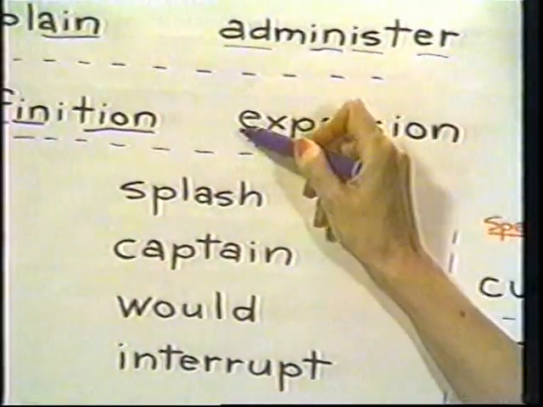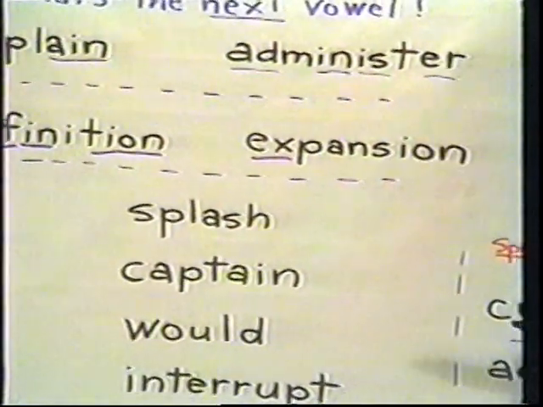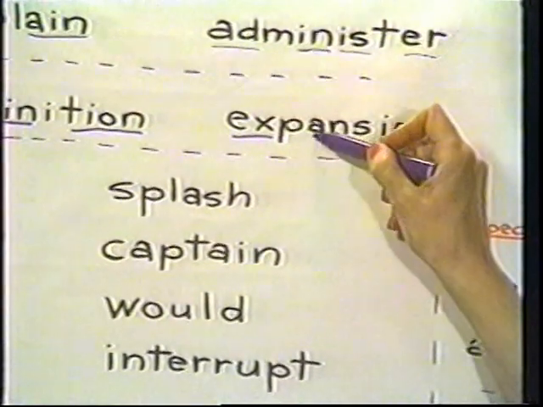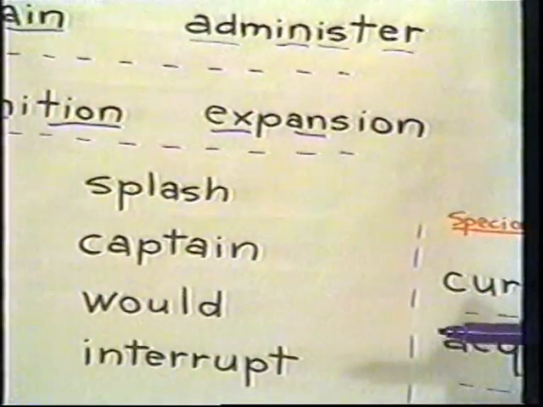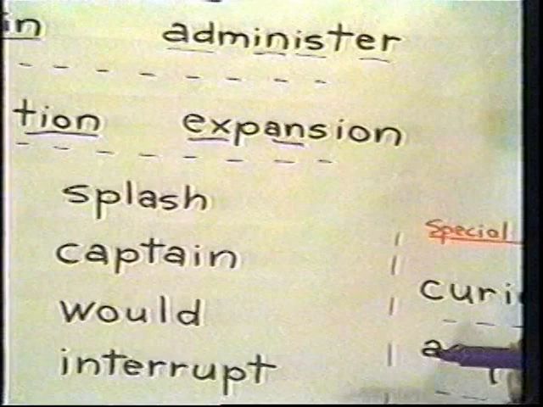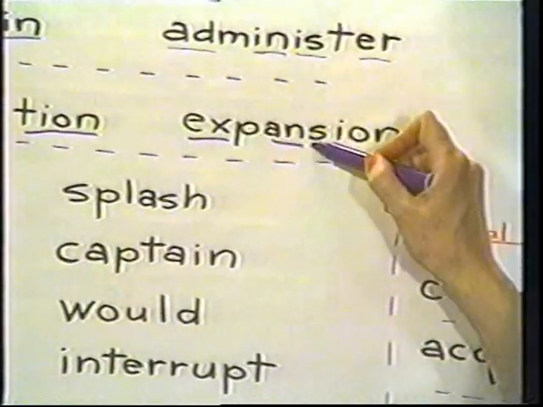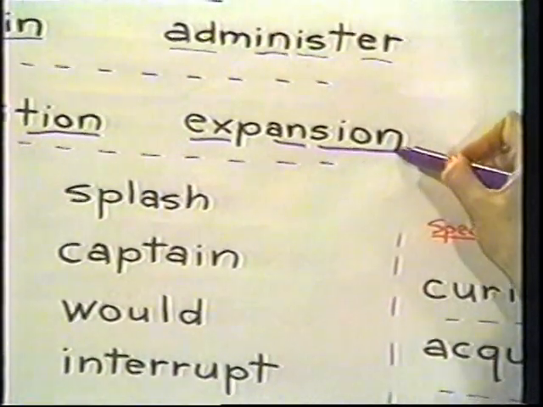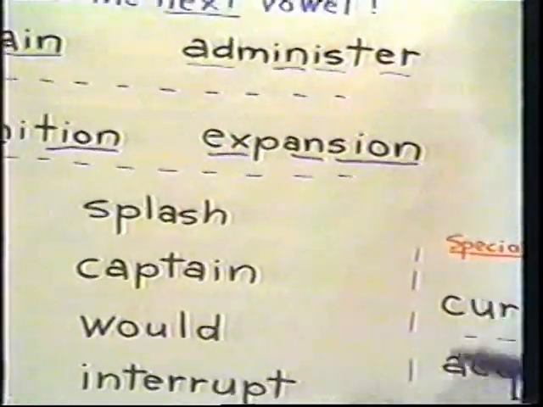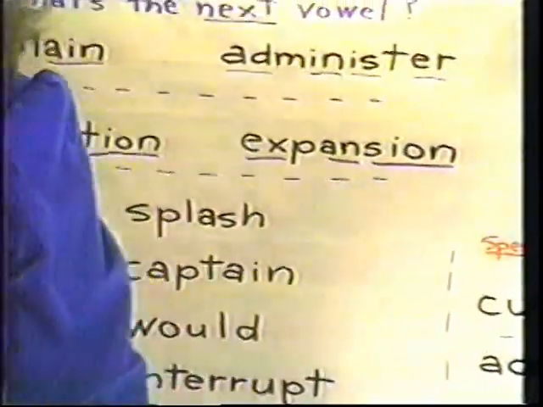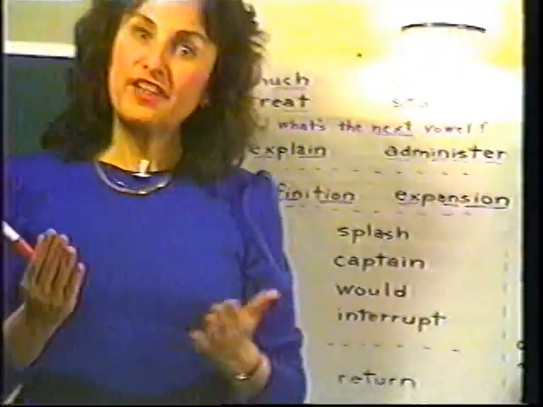What's the first vowel? E. Underline E-X. What's the family? X. What's the next vowel? A. Underline A-N. What's the family? An. Add P. Pan. Go back. Expand. Underline S-I-O-N. What's the family? Shun. What's the word? Expansion. Very good. Now, let's see if, in fact, the students can figure out the exceptions on their own when they have got 90% of the reliable phonic information.